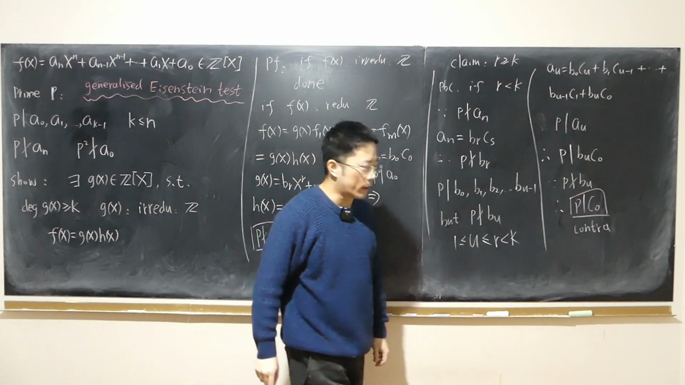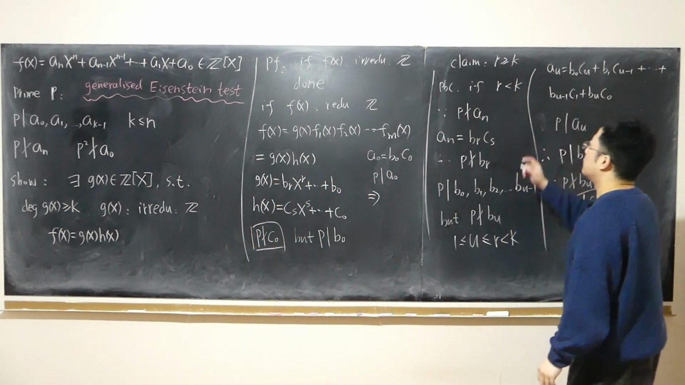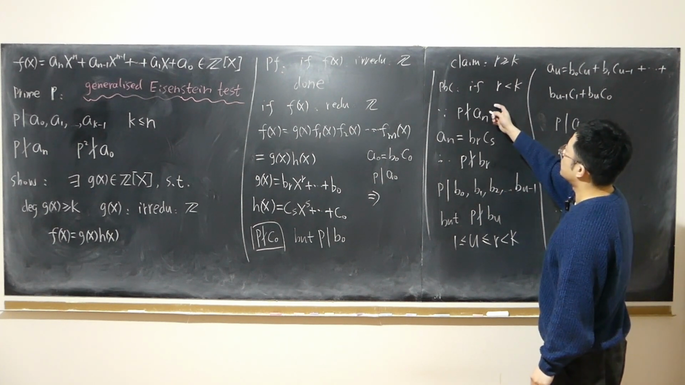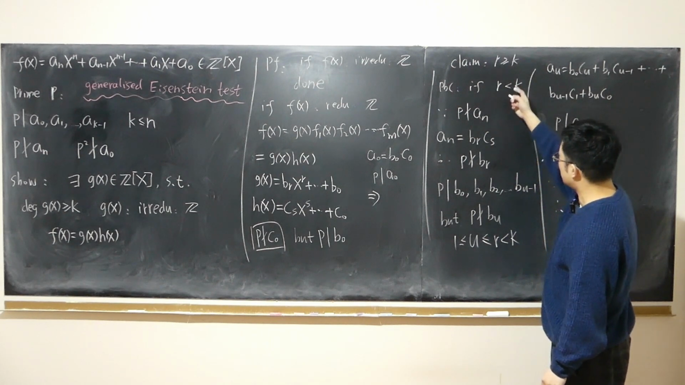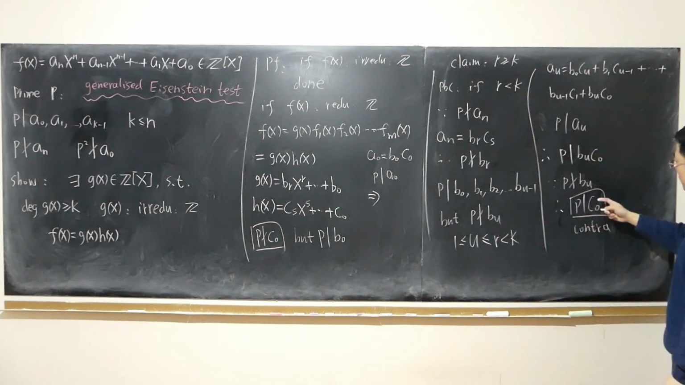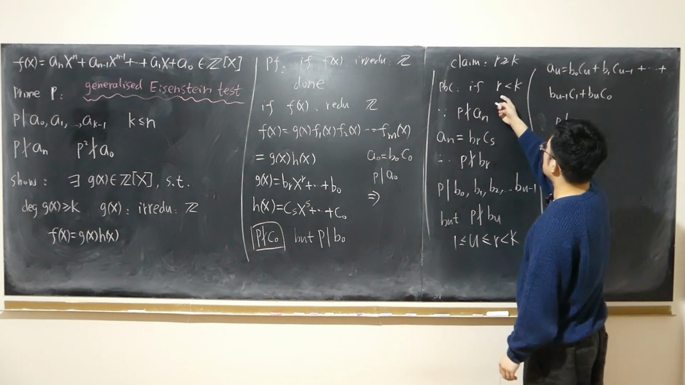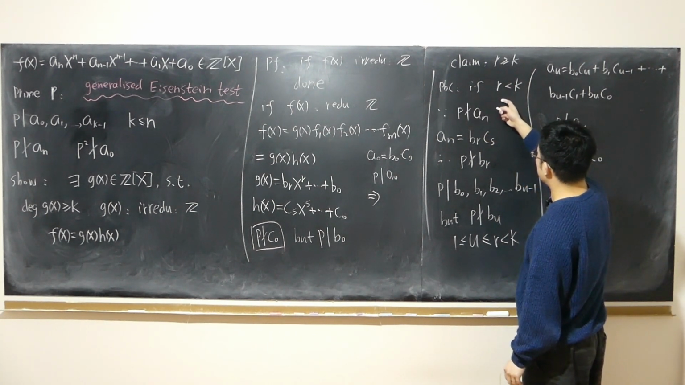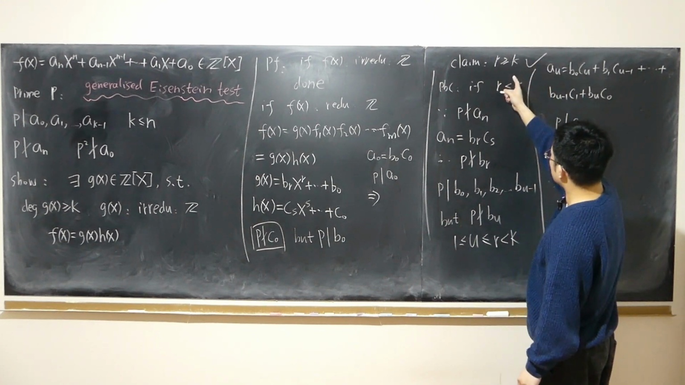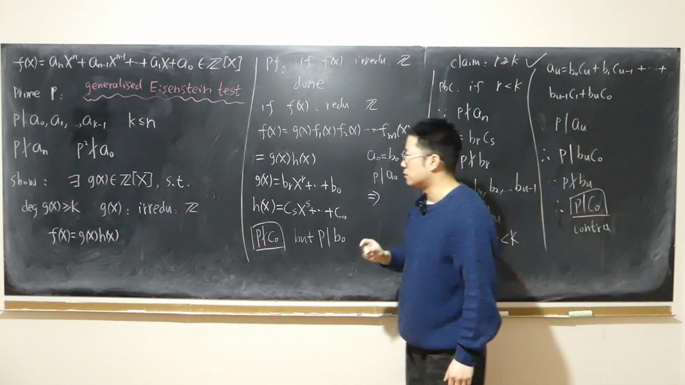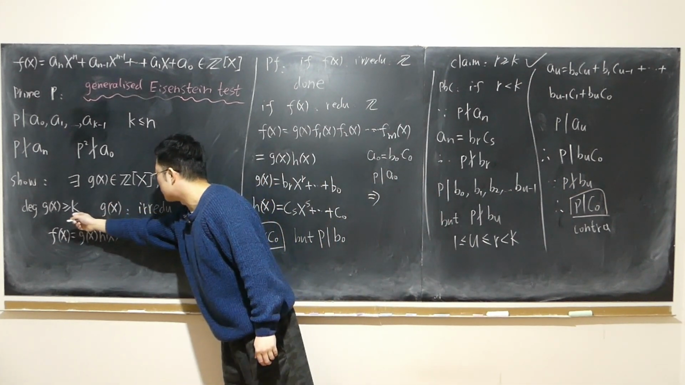So where does the contradiction come from? It's all because I made a false assumption. Proving by contradiction, I assumed that r is strictly less than k, which reached this contradiction. So my assumption is false. r cannot be less than k, therefore my claim is correct: r is greater than or equal to k. So my job is done. The degree of this g is really at least k.